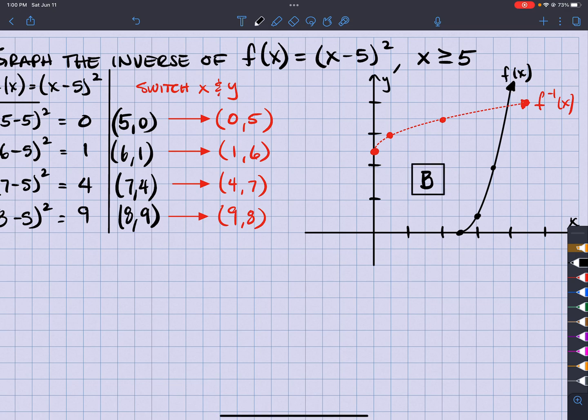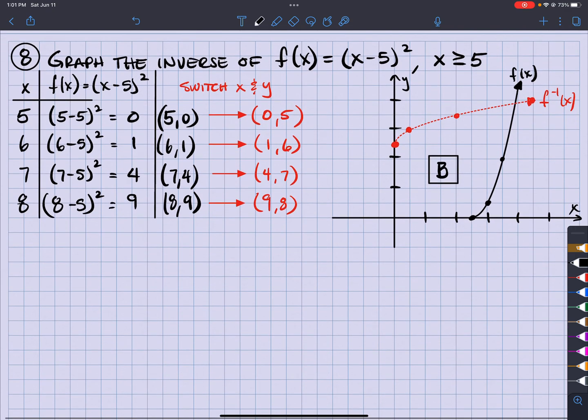All right, so again, anytime it says the graph, the inverse or graph anything, I typically like the points. It's a lot easier to see, a lot easier to plot. So I hope that helps. If there's any questions, let me know.